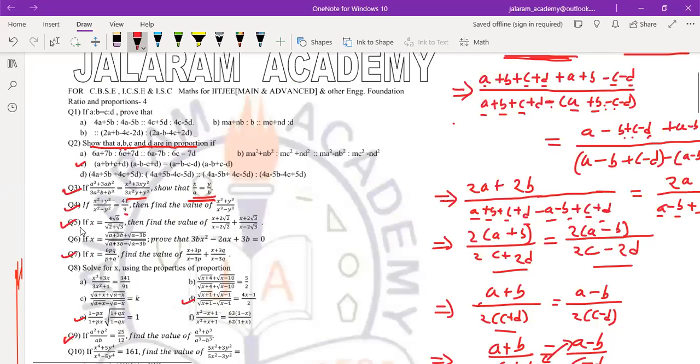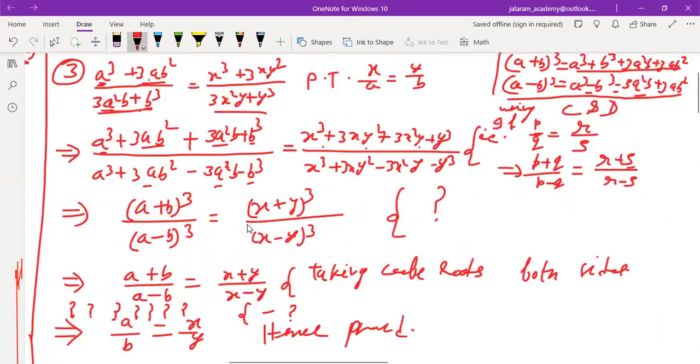The next problem you have is in question number 5. In this also, there is x plus 2 root 2 upon x minus 2 root 2 and x plus 2 root 3 over x minus 2 root 3. So we can easily solve it.